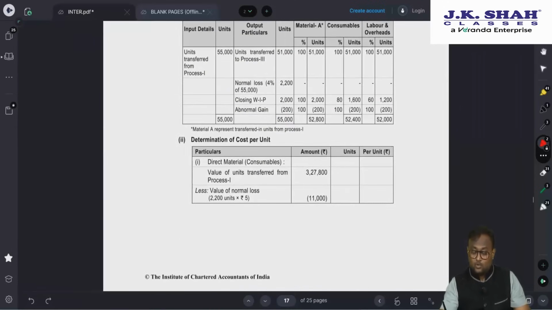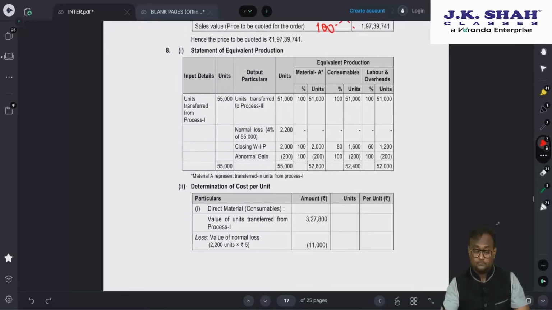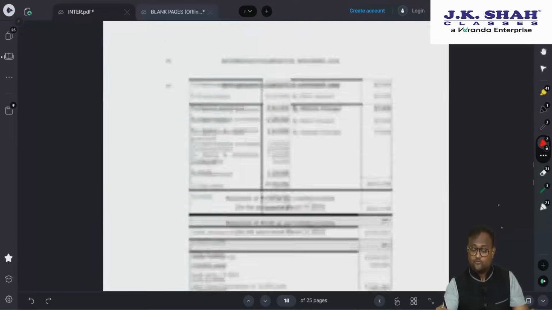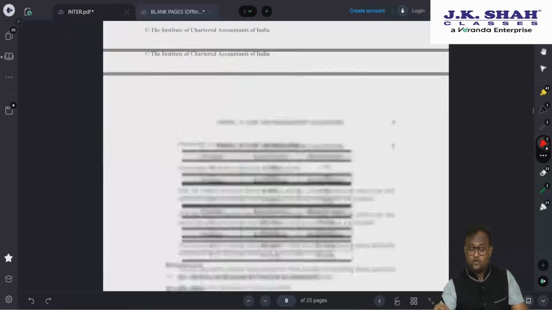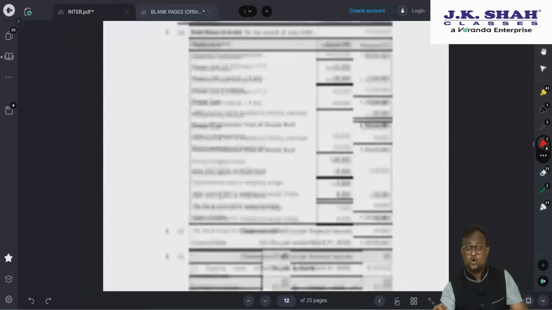Now, you have material cost, you have raw material consumed. From that, you are supposed to subtract normal loss, because normal loss is a residue of material. Normal loss is a residue of materials. I'll show you. 327,800. 327,800 was your material cost.